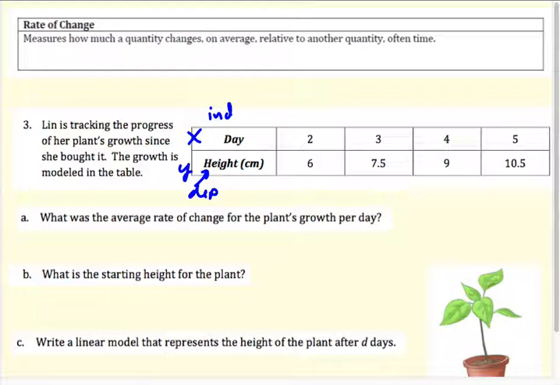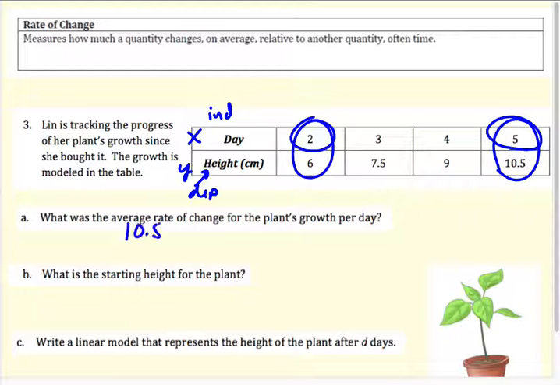You could find your average rate of change for the plant's growth per day using slope, change in y over change in x, and just pick a couple of these ordered pairs. I'm just going to do this. From this day to this day, the first day that they started keeping track basically to the last day that we have on this chart. I want to find height per day. So height is going to go on top. In other words, change in y over change in x.